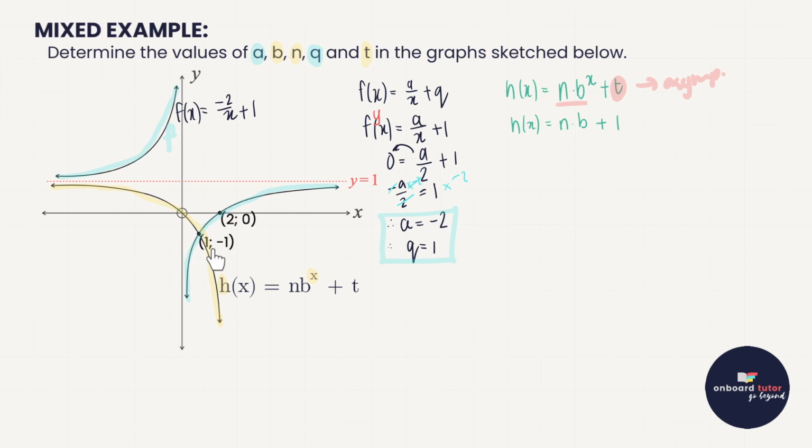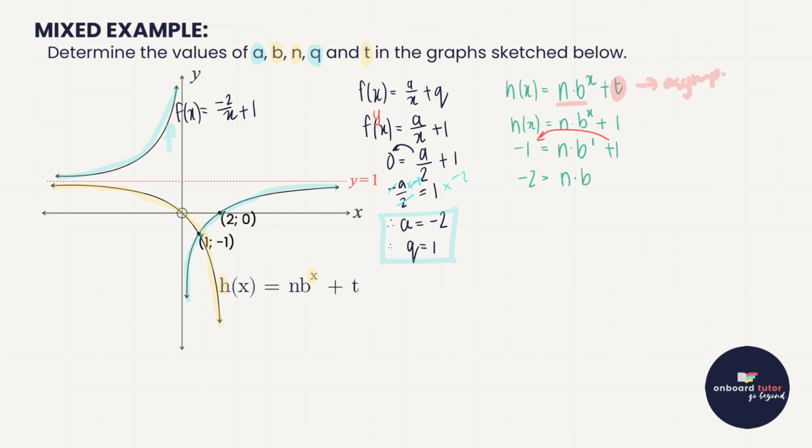Let's start with this one, because I'm 90% sure that's what most of you would have done. In the place of x, we put a 1. In the place of y, we put a minus 1. Let's see what we get. So minus 1 is equal to n times b to the 1, plus 1. Now we're going to take that across. We're going to end up there with minus 2 equals n times b. To the power of 1, we can just leave.